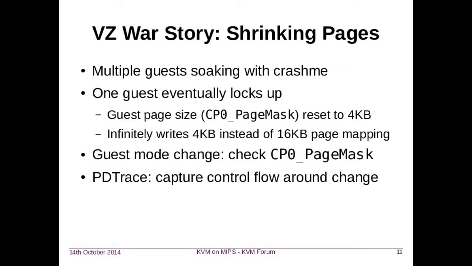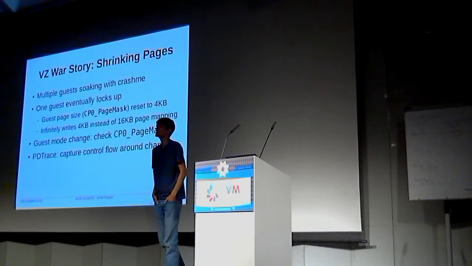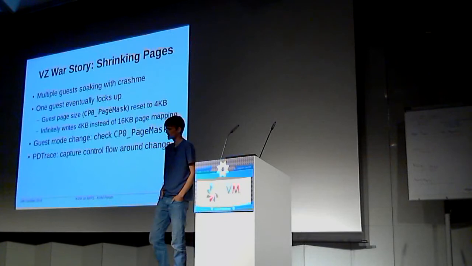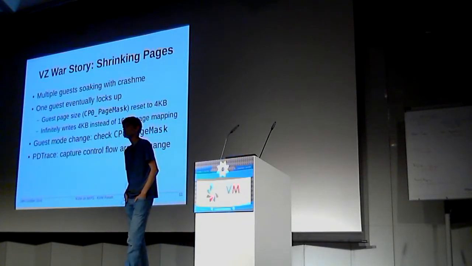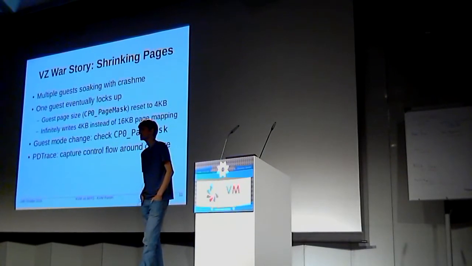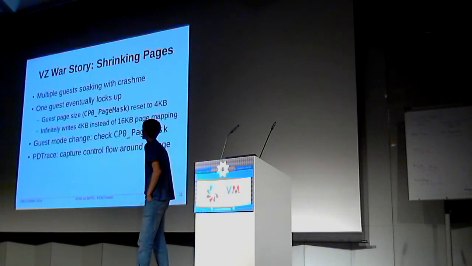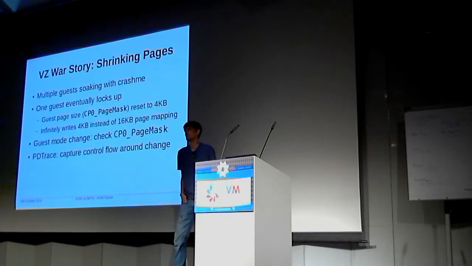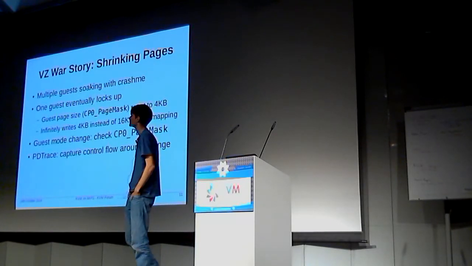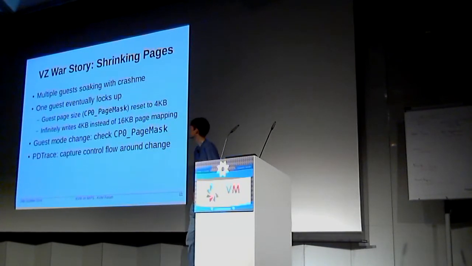So I'm going to tell a bit of a war story. This was when we were bringing up MIPS VZ on the P5600 core. We'd had it fairly stable with a single core, a single guest, sorry, and riddled out most of the hardware and software issues. But we still had problems when running multiple guests with CrashMe, which, in case you haven't heard of it, generates random instructions and executes them, which can be quite a good method of soaking it.